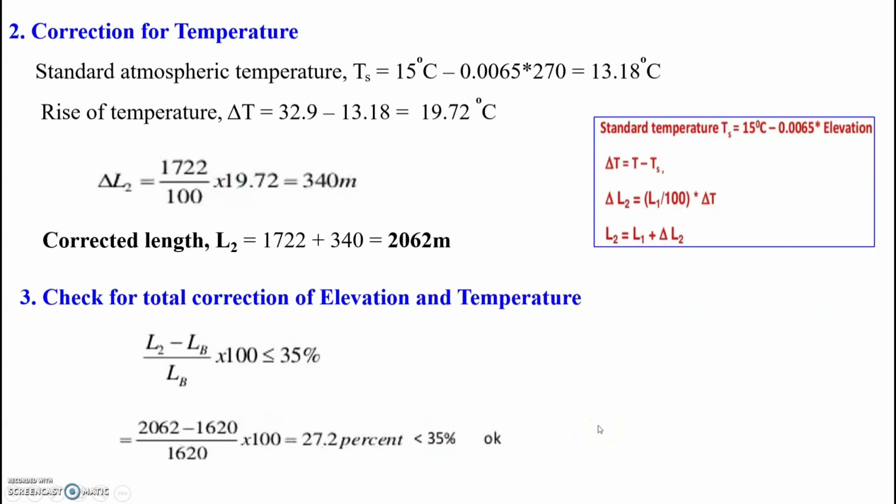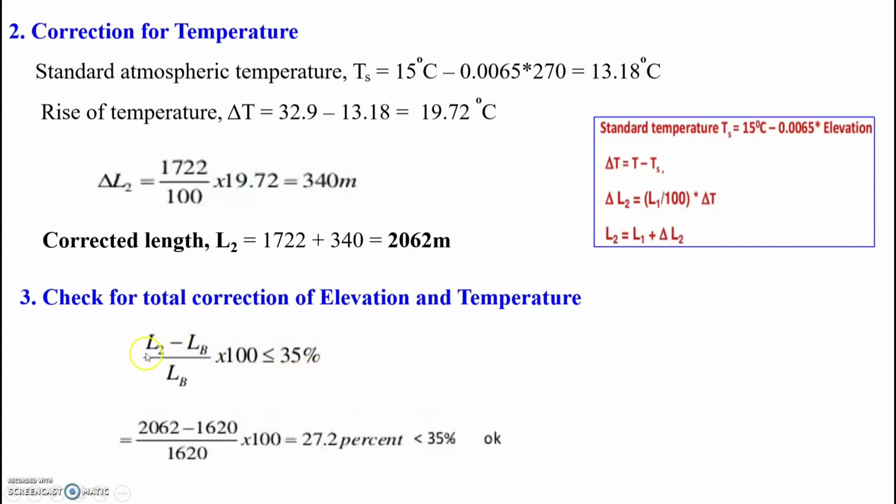Now, after you have applied your correction for elevation and correction for temperature, you will have to check the total correction for elevation and temperature. You are checking whether it's within the permissible limit, that is, less than or equal to 35%. The check is given by this formula: L2 minus LB by LB into 100 should be less than or equal to 35%.